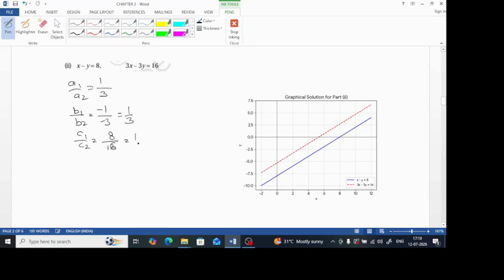It will become 4 by 8, it will become 1 by 2. Here A1 upon A2 is equal to B1 upon B2 but not equal to C1 upon C2. In that case, it means lines are parallel, as we can see in the graph also. Lines are parallel and the system is inconsistent.